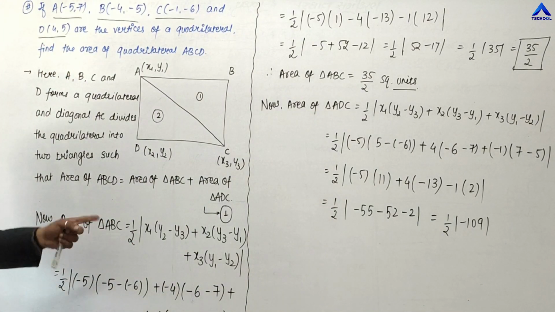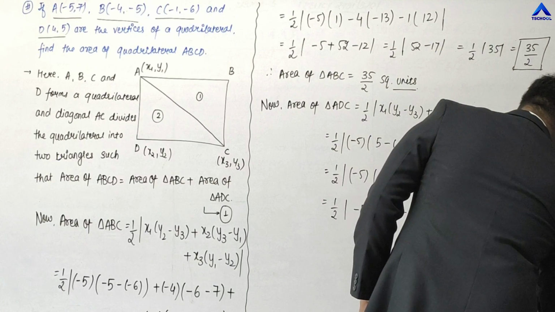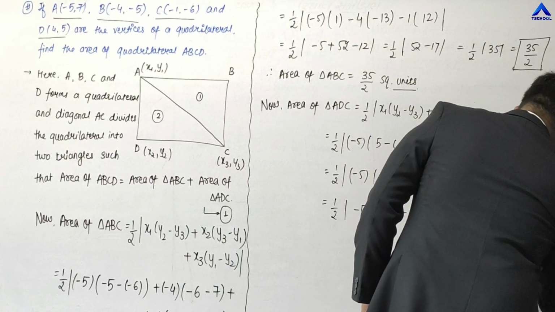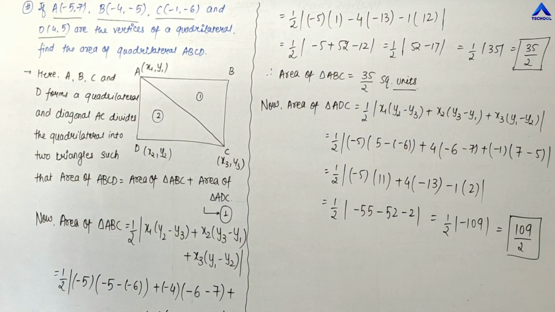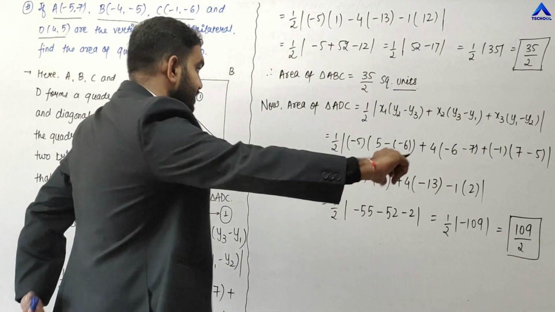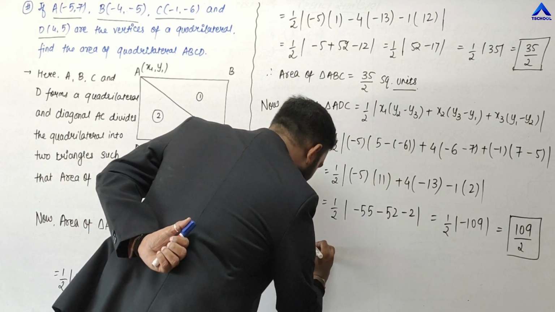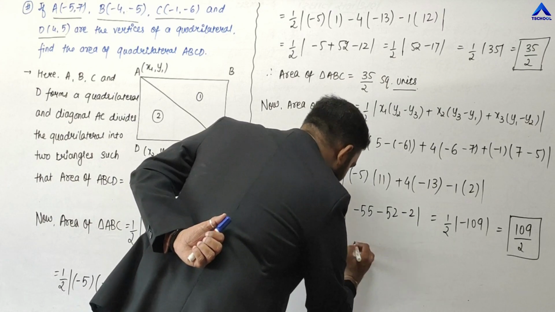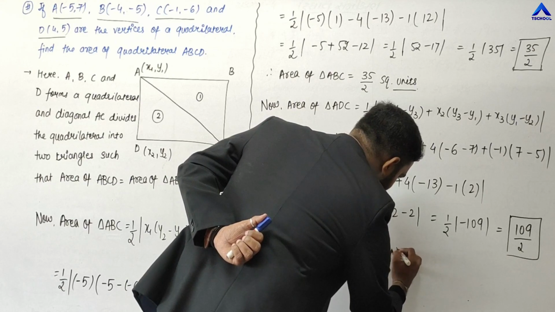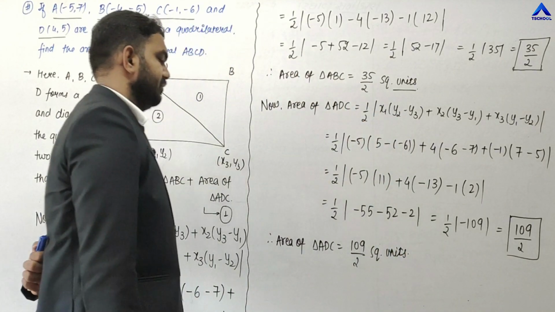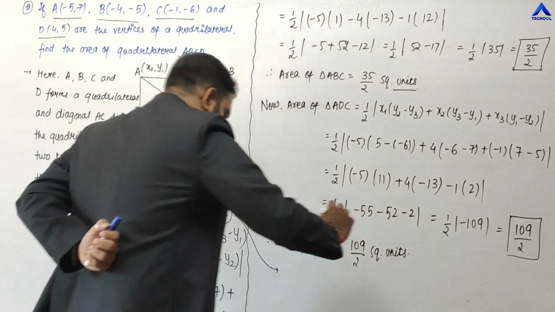50 plus 50 100, and 100 plus 5 6 7 8 9, and that is equals to 109 by 2, because minus 109 is equals to modulus is there, so it will get plus 109. Therefore area of triangle ADC is equals to 109 by 2 square units. Right, now we shall use this first equation here.